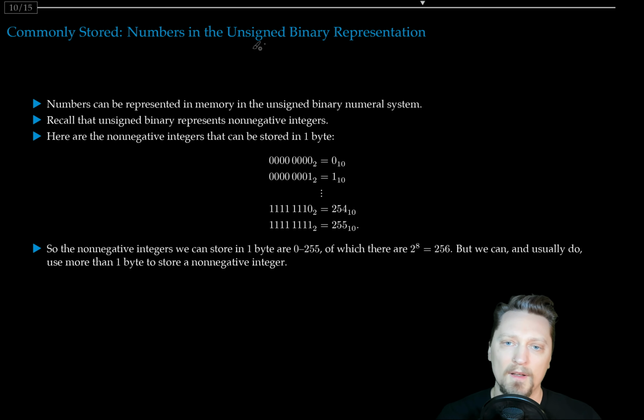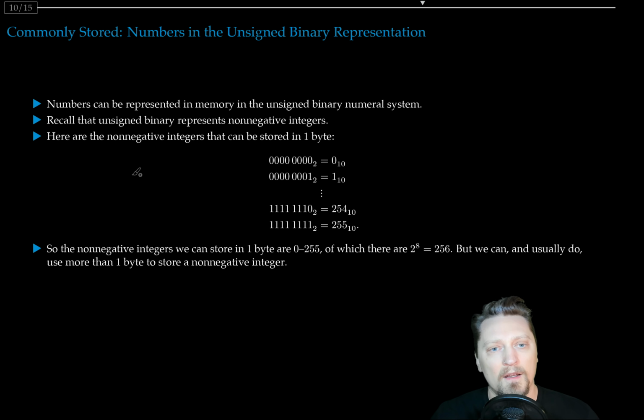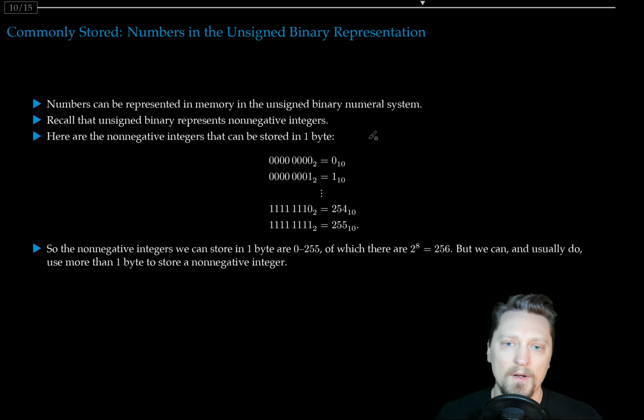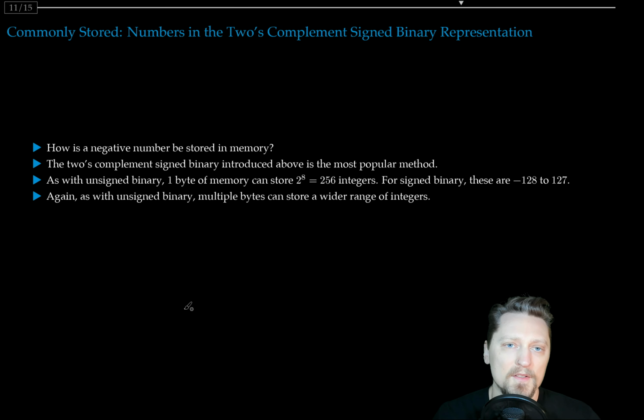Numbers could be stored as unsigned binary. Recall that unsigned binary represents non-negative integers. Here are the non-negative integers that can be stored in 1 byte, 8 bits. We have 0 through 255 for a total of 2 to the 8, or 256, different non-negative integers represented. We can, and usually do, use more than 1 byte to store non-negative integers, but this is an example with a single byte.